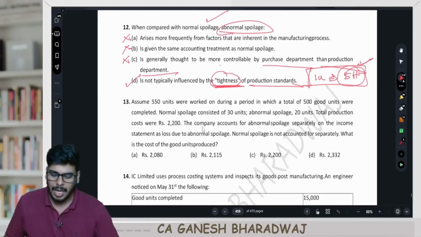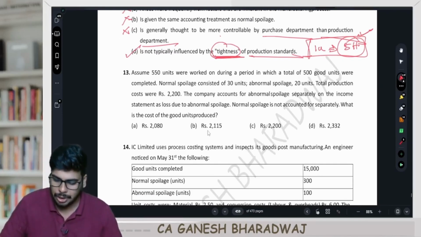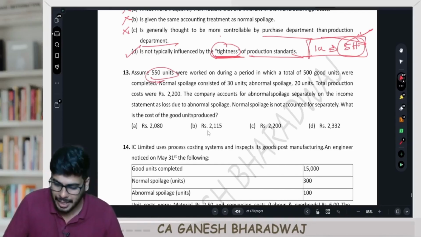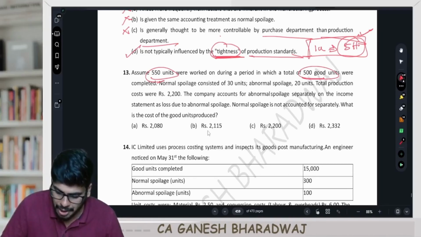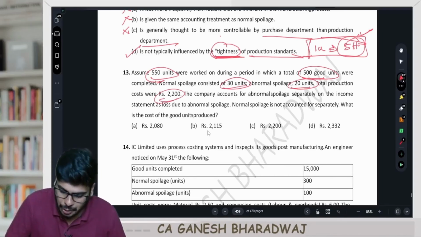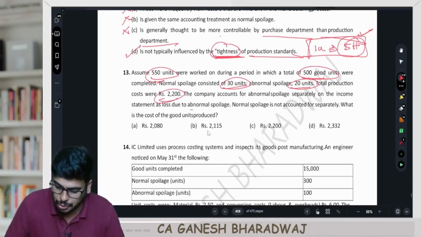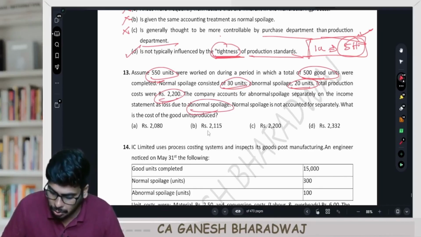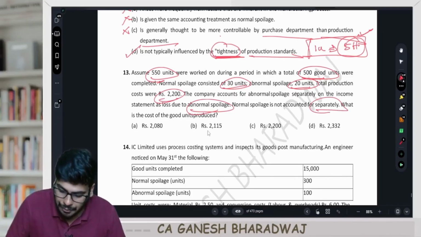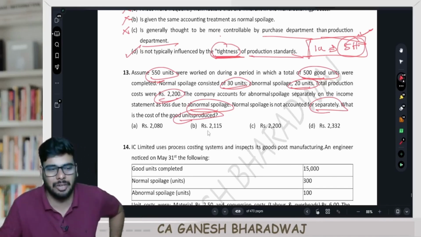Next. Assume 550 units were worked on during a period in which a total 500 good units were completed. So 550 was the input, 500 was the good output. Normal spoilage consisted of 30 units. Abnormal spoilage is 20 units. The total production costs were 2200. The company accounts for abnormal spoilage separately on the income statement as loss due to abnormal spoilage. The normal spoilage is not accounted for separately. What is the cost of the good units produced? Come on, guys, you tell me, what is it? How much is it? Treatment of losses question.